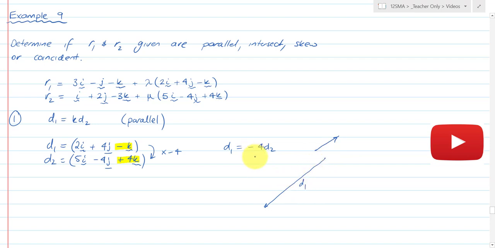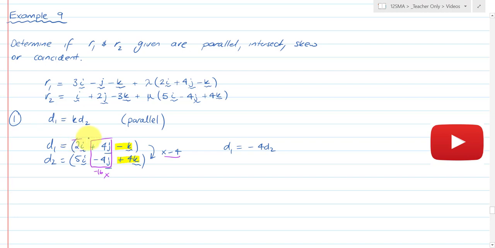But that has to be true for all of them. That negative 4 has to be a factor of all of them. So once I've worked out one of them, negative k times negative 4 would give me plus 4k. Well, that should also be true for my j's. And of course, positive 4 times negative 4 will be equal to negative 16. So it actually falls over here. That straight away, it's not parallel.